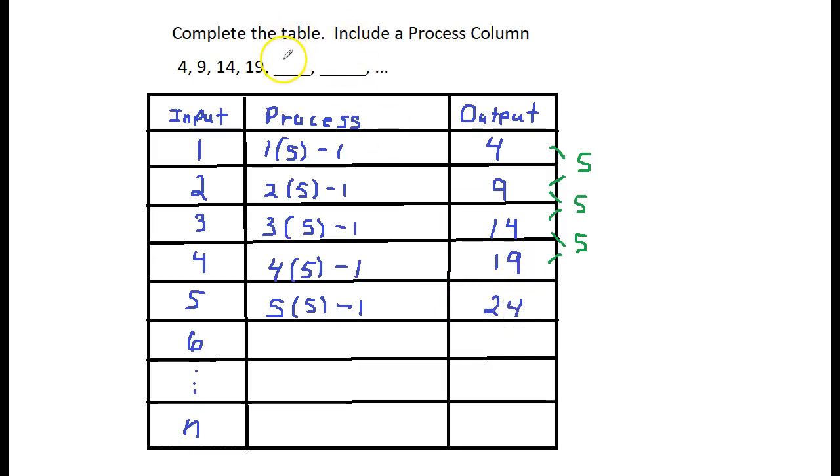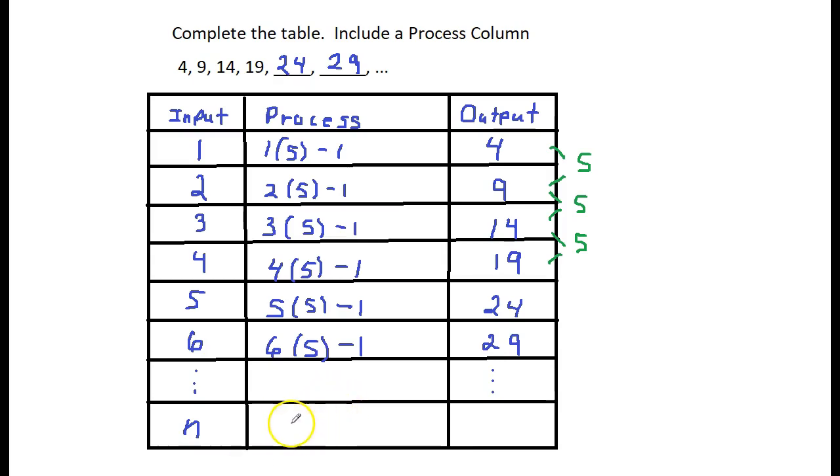So the number for this blank is 24. To get the next one, I'm going to take 6 times 5. Take away 1. 6 times 5 is 30. 30 take away 1 is 29. So this number is 29. Now, we have to complete this for n. This just means it continues in like manner.